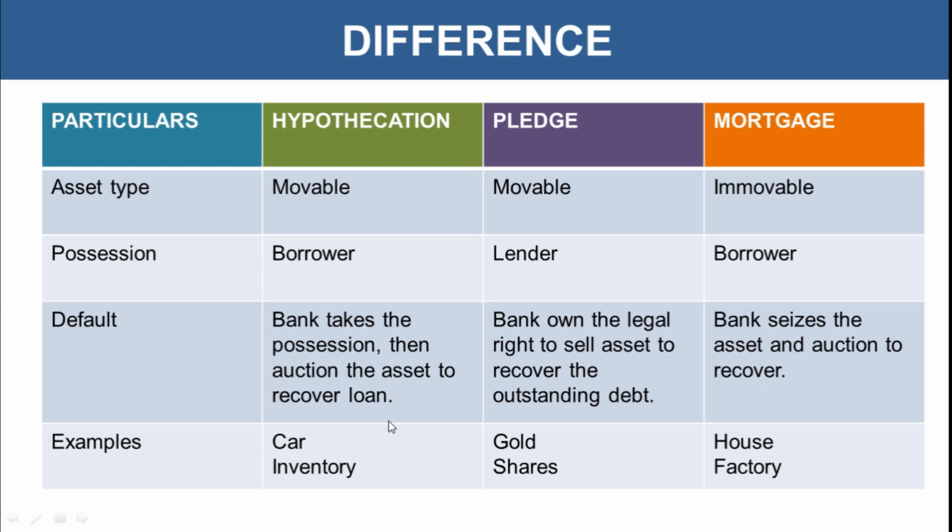Now the best suited examples: in hypothecation, a car when you take a car loan, or inventory of goods in a working capital loan. Pledge could be a loan against gold, or a loan against shares, where you pledge your shares and take a loan against them. So gold and shares could be examples of pledge, and house and factory could be examples of mortgage, because these are immovable assets and the possession would lie with the borrower itself.